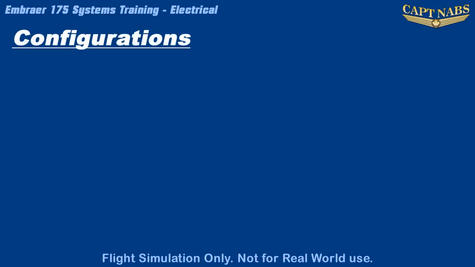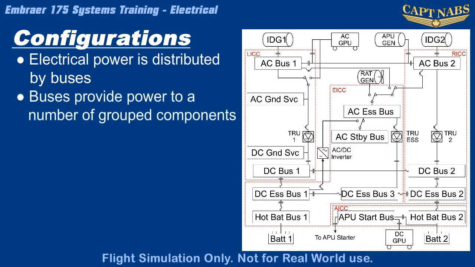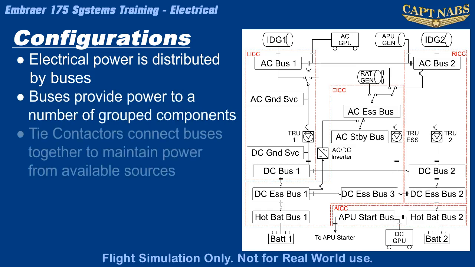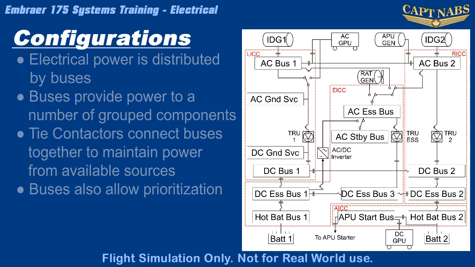As mentioned before, all electrical power is distributed around the aircraft by a series of buses. A bus is an electrical connector that provides power from a source to many different systems, while tie contactors are the relays that connect the various buses together to maintain power to all buses from the available sources. Different buses allow circuits to be grouped by priority to ensure redundancy across the system and also to ensure that the most important items are most likely to retain power.